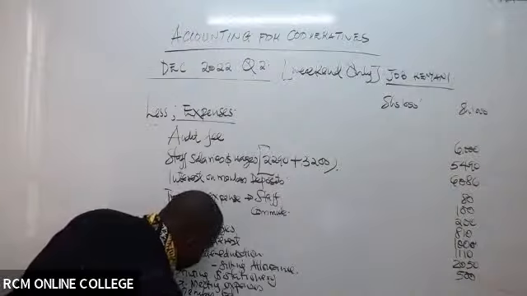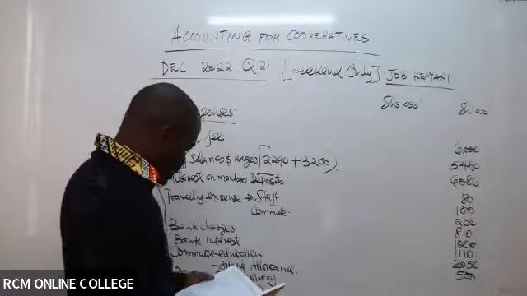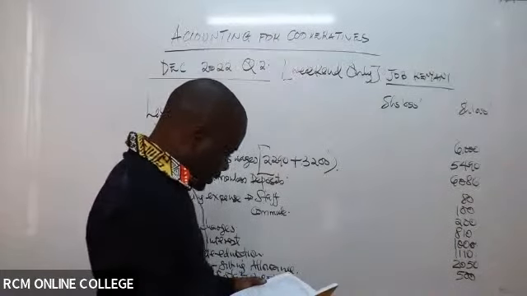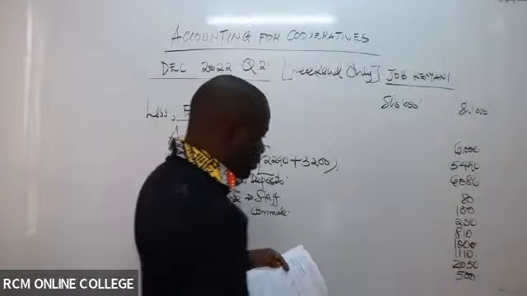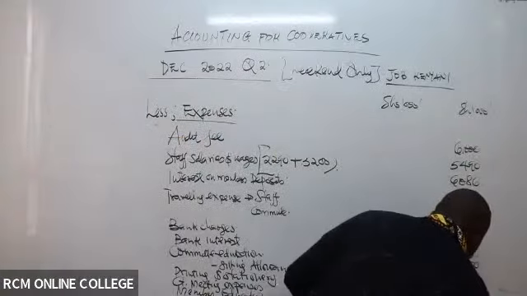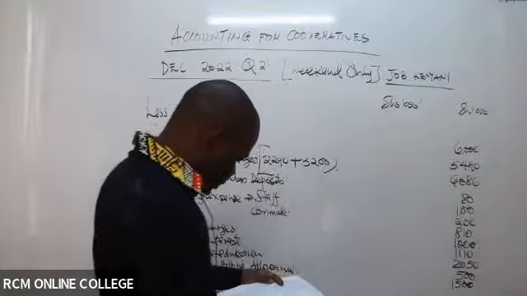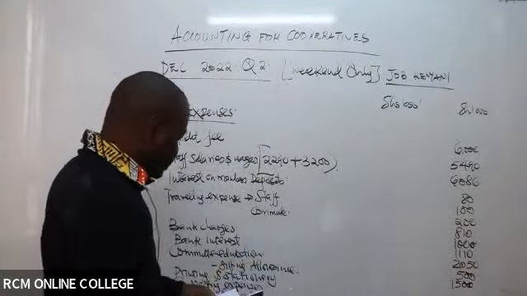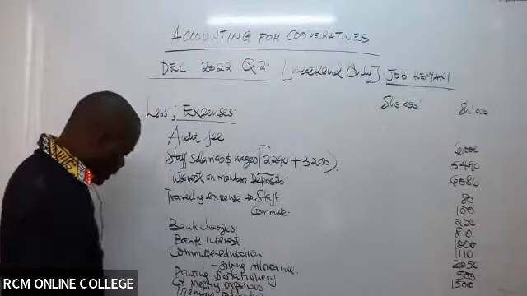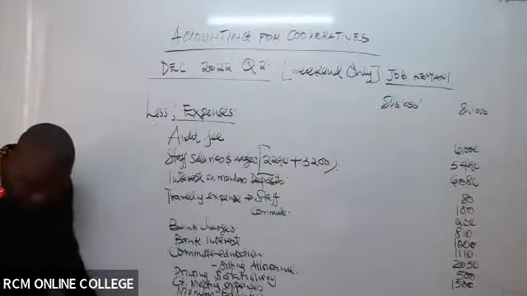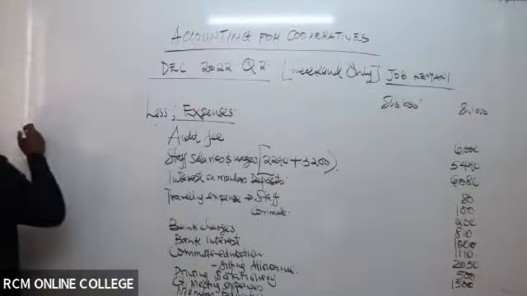Members education, which they incurred, is it 1,500 or 1.5 million? So members education, 1.5 million. They incurred 1.5 million or 1,500 in thousands. We have entertainment. You can go down there and include entertainment.